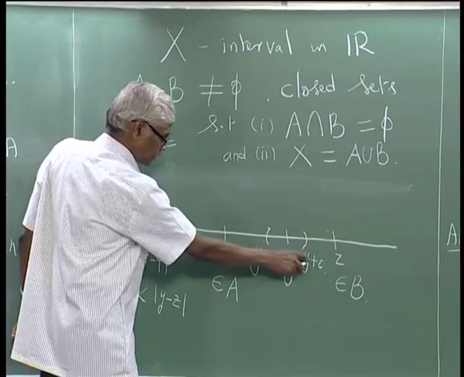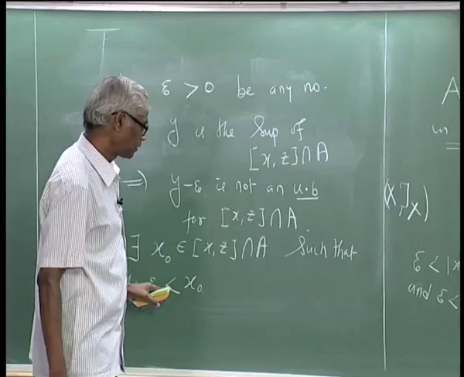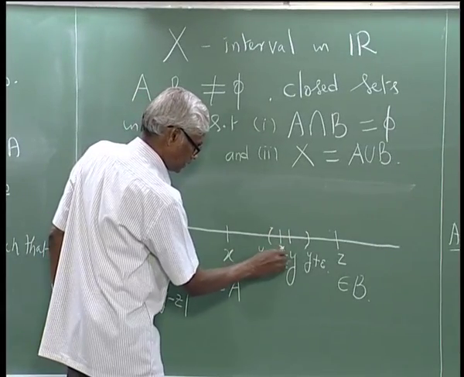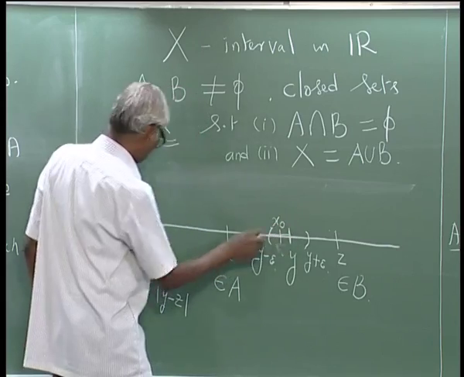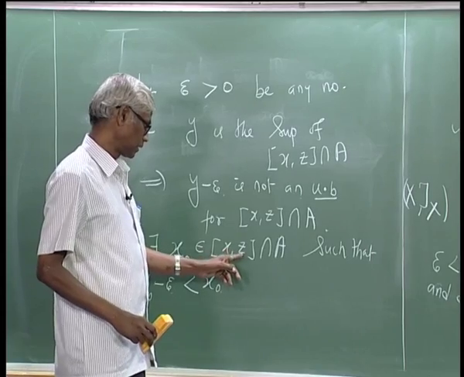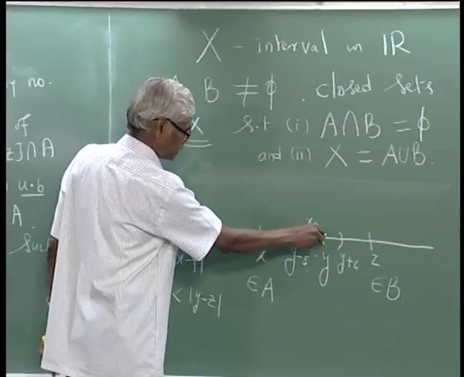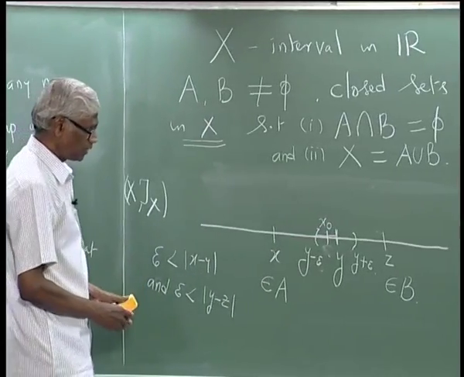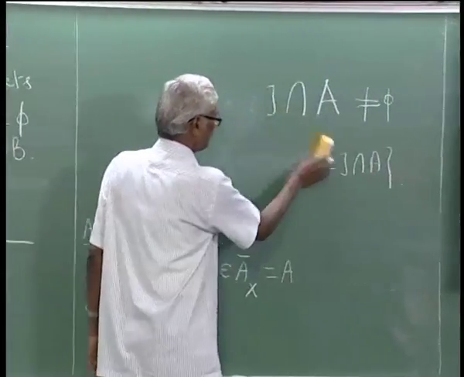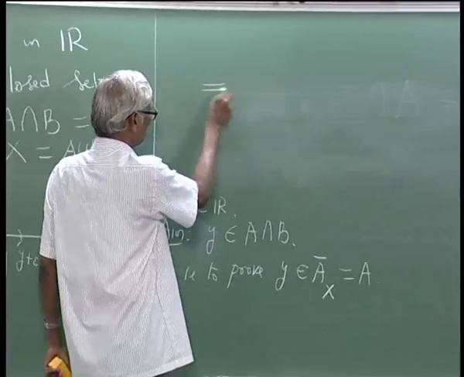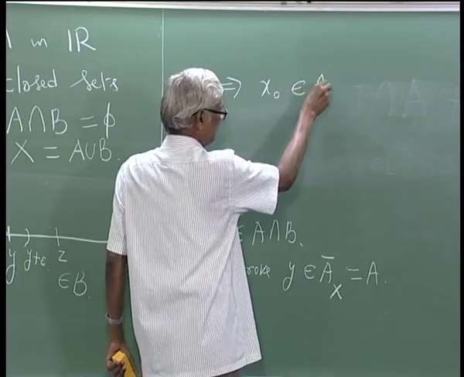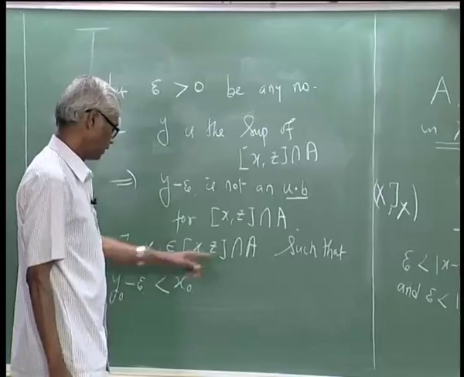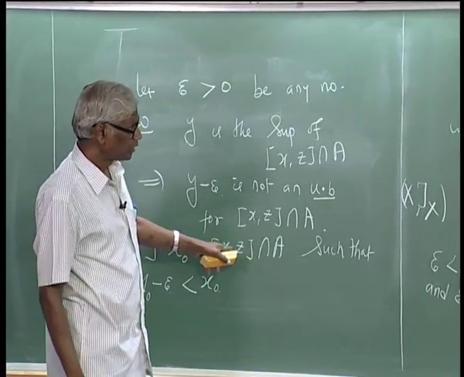Here we got an element x naught such that y minus epsilon is less than x naught. Because x naught is in our closed interval [x, z] intersection A, x naught will be less than or equal to y, because y is an upper bound. So x naught already belongs to A here. We got that there exists an element x naught in A, and also it is in [x, z].